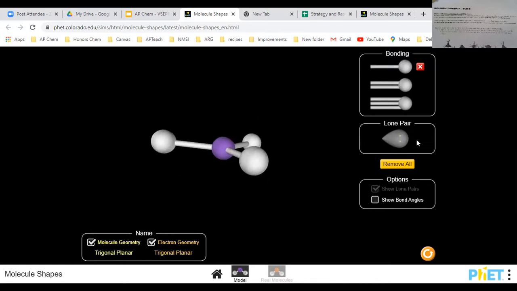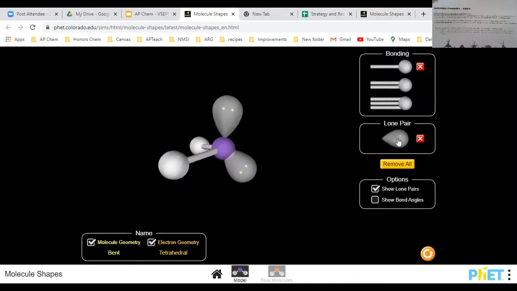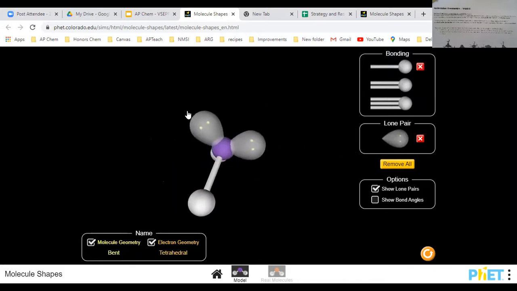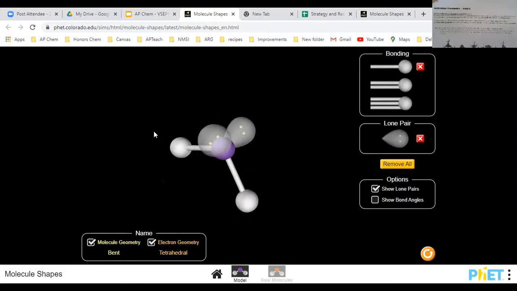What if 2 of these are lone pairs? Well, then even though the electron geometry is tetrahedral, we're just going to see the boomerang, that is bent. And this bond angle would be less than 109.5.